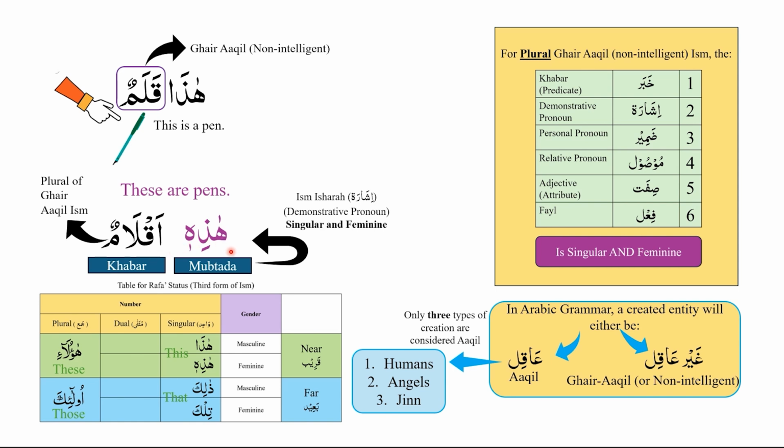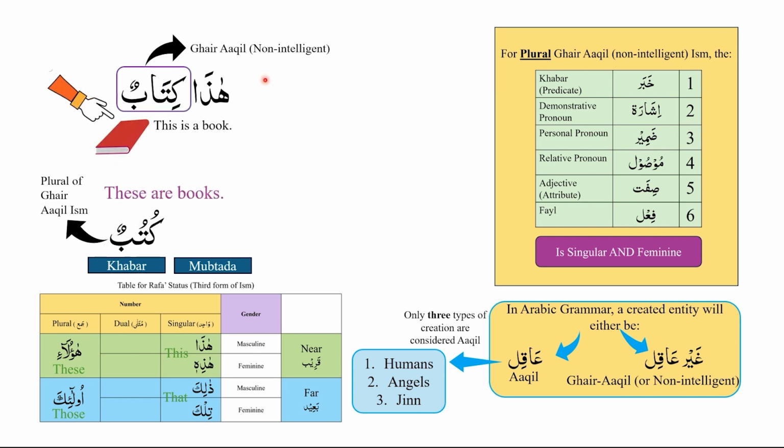Hazihi is an ism ishara. It is a demonstrative pronoun. It is singular and feminine. Our next example is haza kitabun. Kitabun is an example of a ghair aqil or non-intelligent ism. Kitabun is ghair aqil because it is not a human, it is not an angel, it is not a jinn.